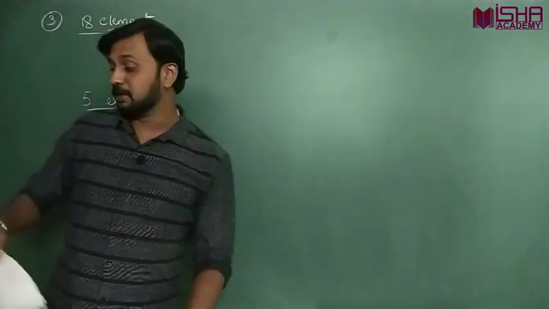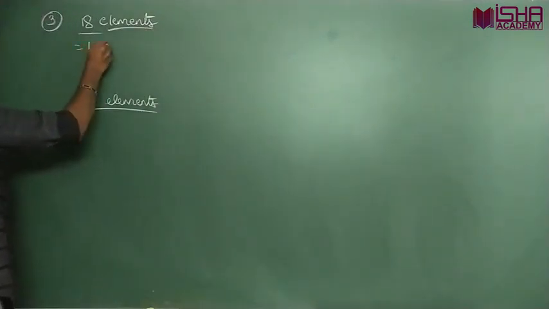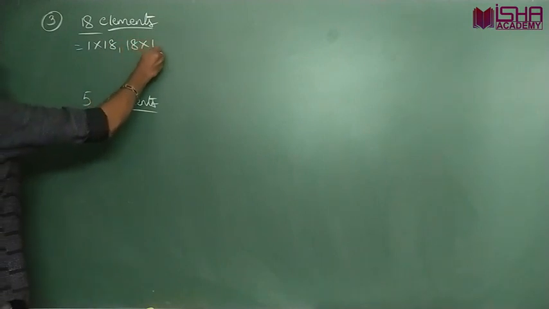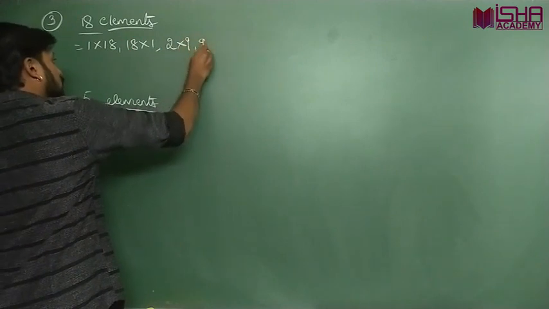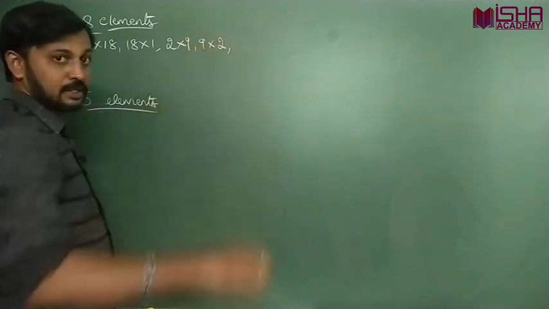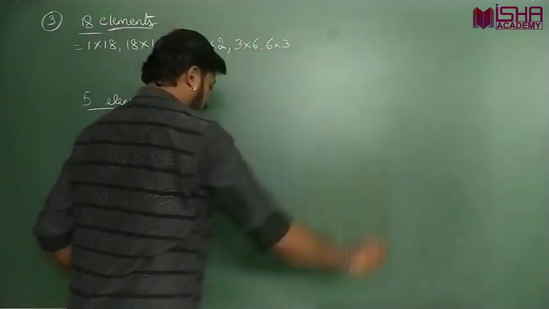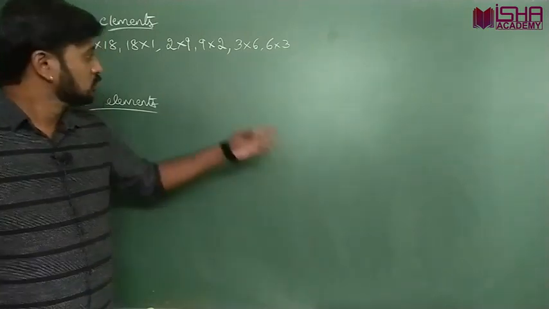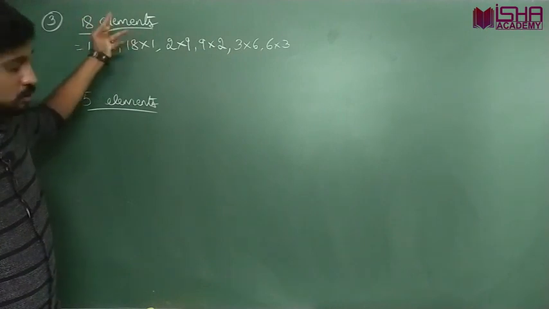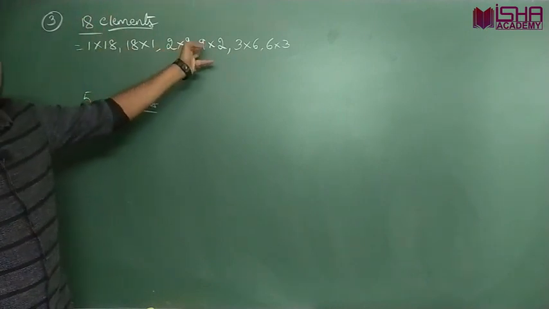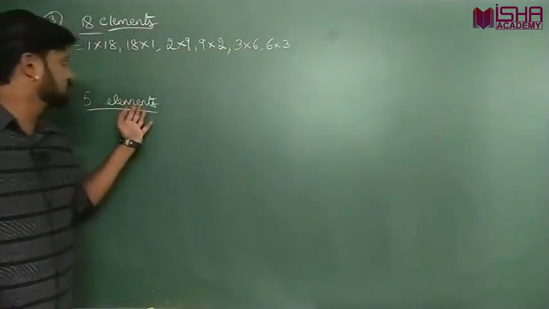So first of all, for 18 elements, can you tell all the possibilities? Yes, 1 cross 18 or 18 cross 1. Similarly, 2 cross 9 or 9 cross 2. Then 3 into 6 or 6 into 3. See if there is anything else. So these are the total possible orders of a matrix which has 18 elements: 1 into 18 or 18 into 1, 2 into 9 or 9 into 2, 3 into 6 or 6 into 3. Now in the same way, what if it has 5 elements?